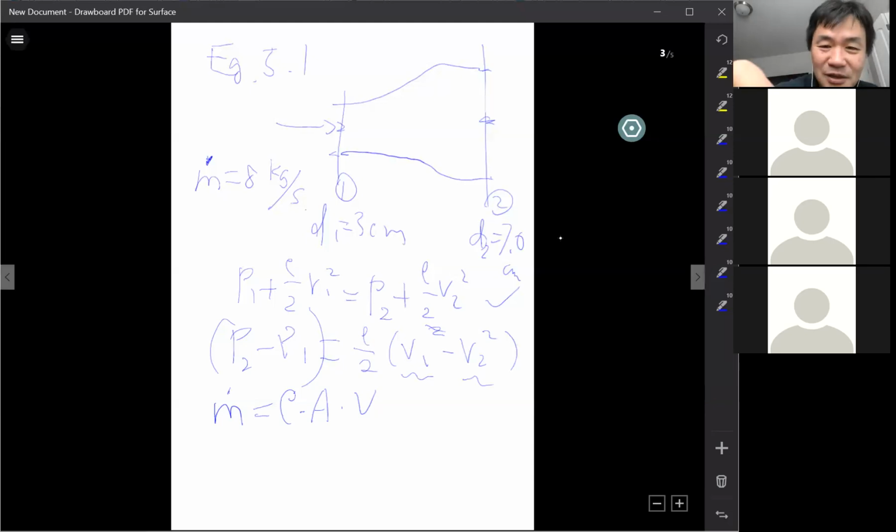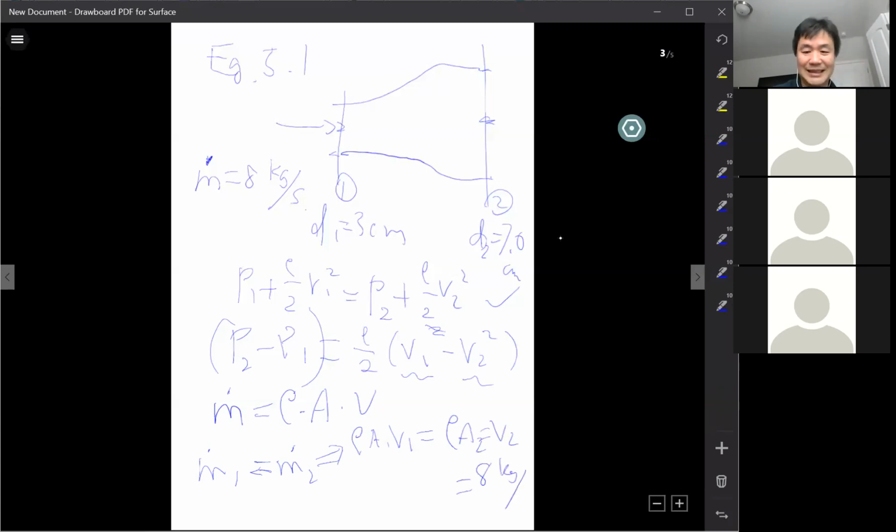So the principle is conservation of mass. The mass flow rate at 1 should equal the mass flow rate at 2. The velocity changes, but your mass flow rate won't change. That's conservation of mass from fluids. So basically rho A1 V1 equals rho A2 V2, which equals the mass flow rate in kilograms per second. Now can you calculate V1 and V2?